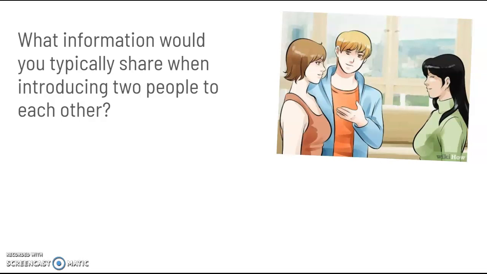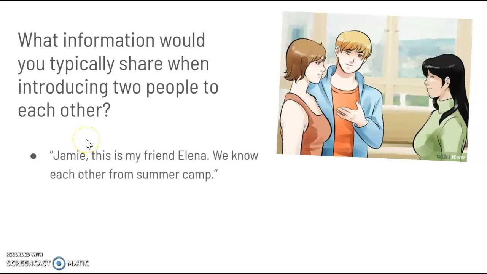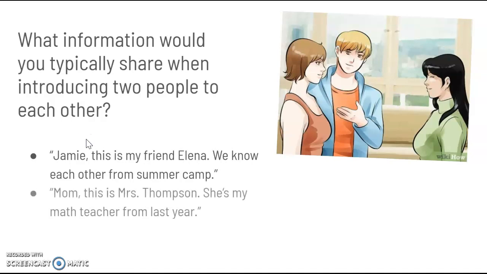Let's begin by thinking about what information you would typically share when introducing two people who don't know each other. You might say something like, "Jamie, this is my friend Elena. We know each other from summer camp." Or, "Mom, this is Mrs. Thompson. She's my math teacher from last year." When you introduce two people, you want to make sure that they have enough information about each other to make a relevant connection.